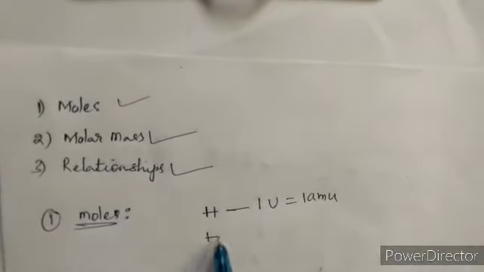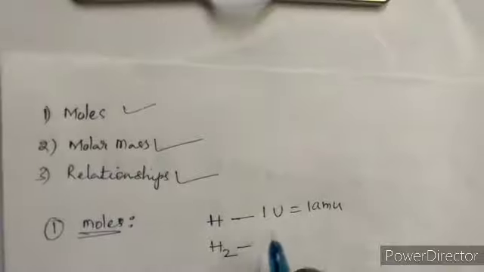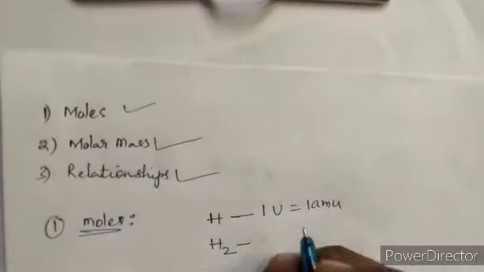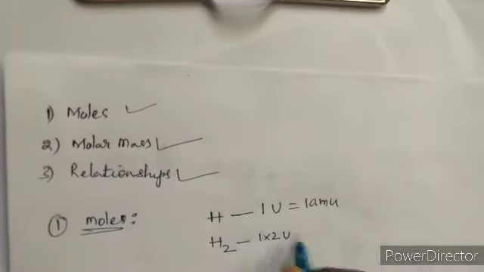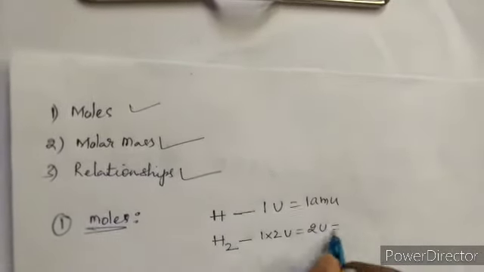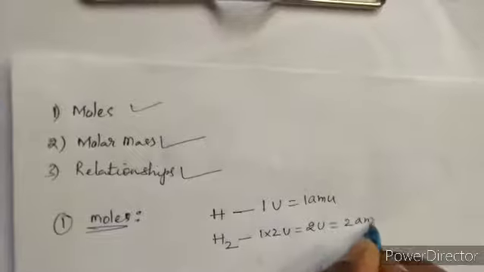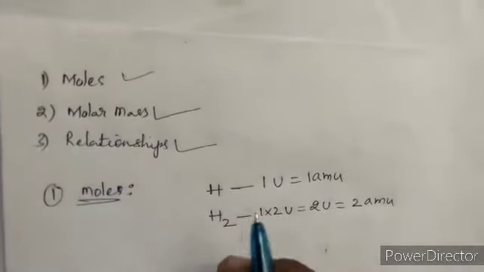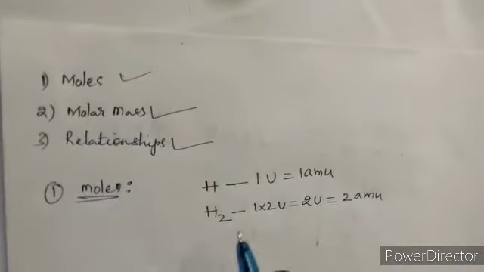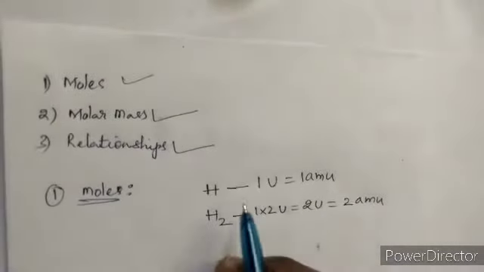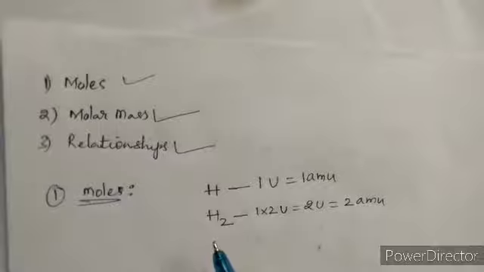What is the atomic weight of H2? You know, 1 into 2 U means 2 unified mass or 2 AMU. Do you think both are correct? Yes, both are correct. But do you think both are same?